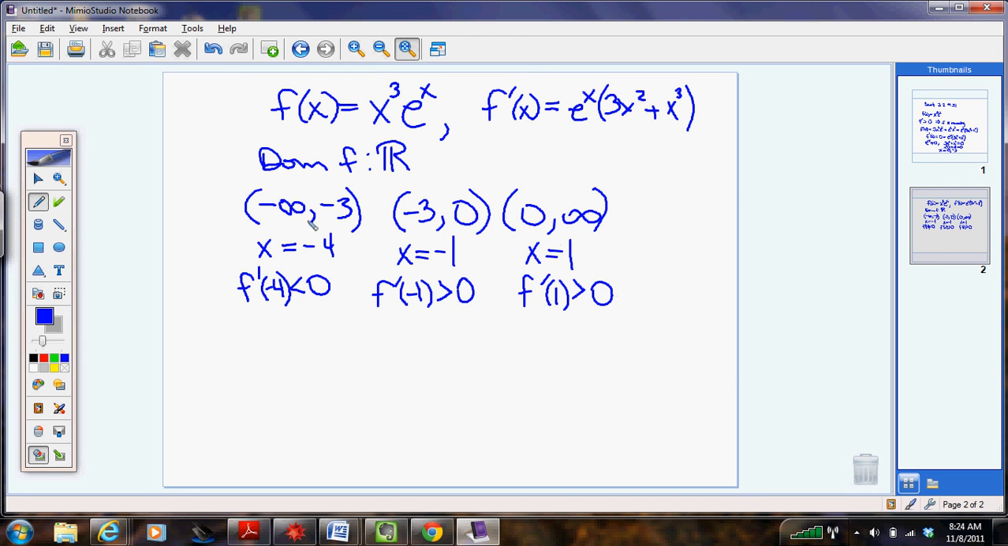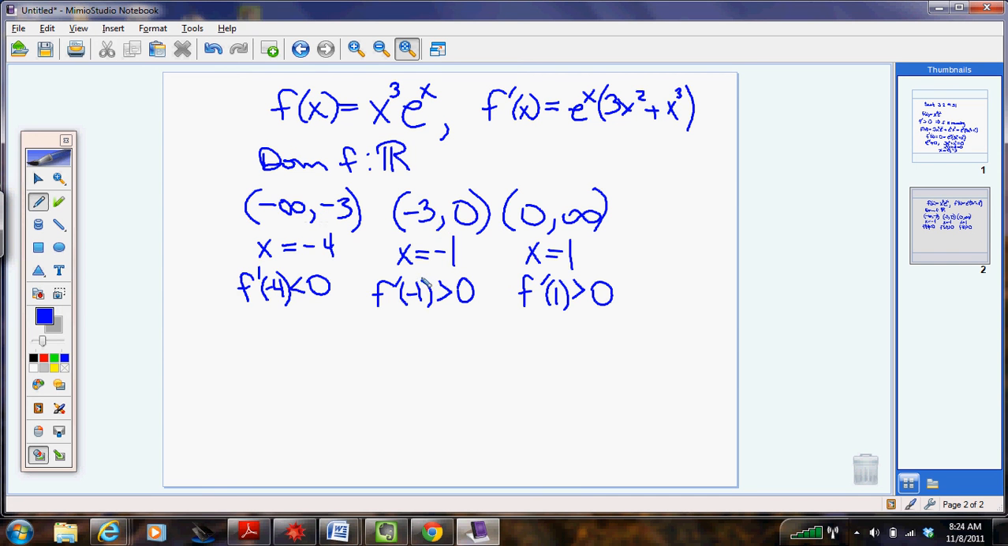I know, because I've found all the roots of f prime, that f prime is not going to be 0 any other place. So in this interval, however f prime is, positive or negative, it's like that on the entire interval. So here, f prime of negative 4 being negative tells me that at every value in this interval, f prime is negative.